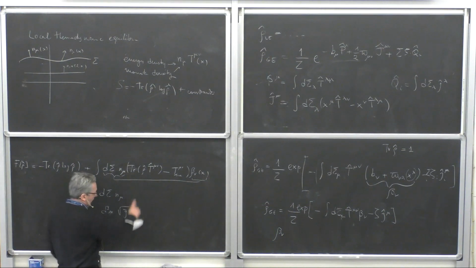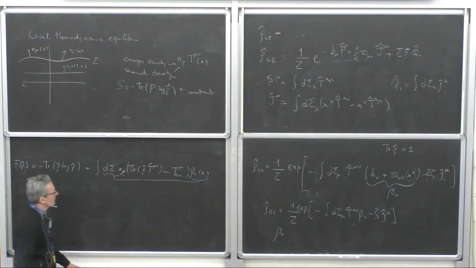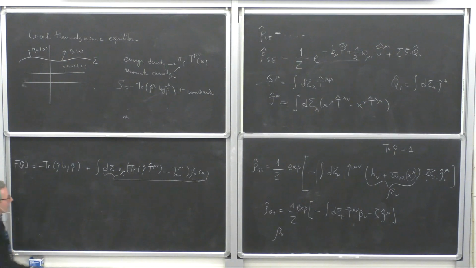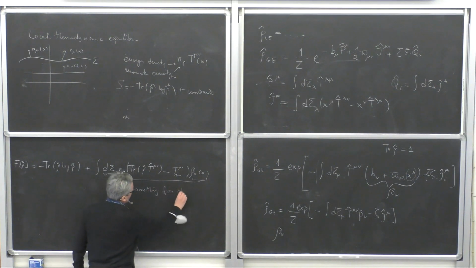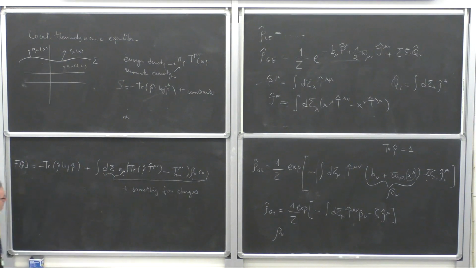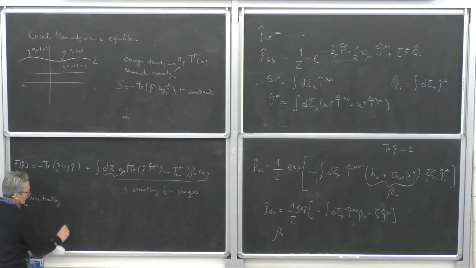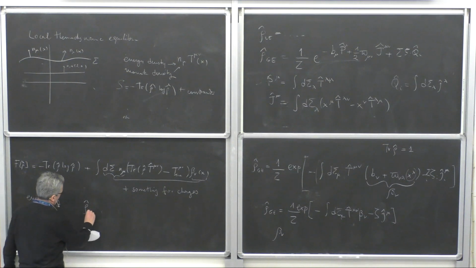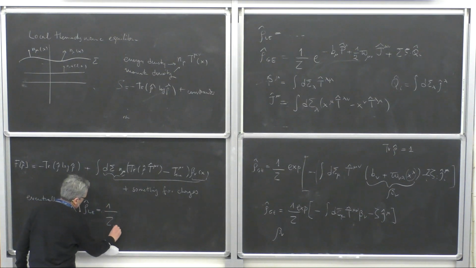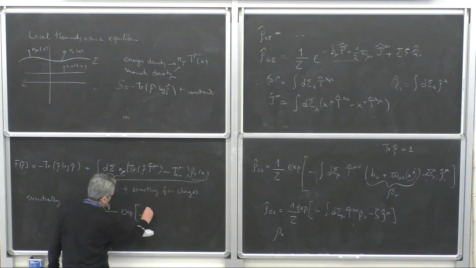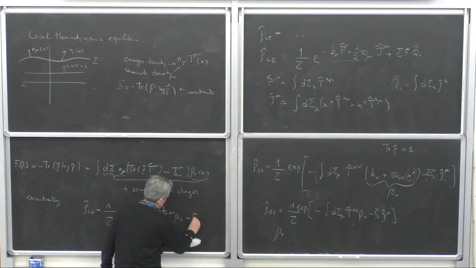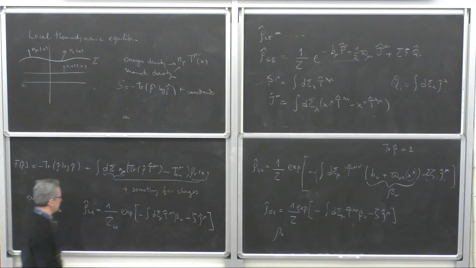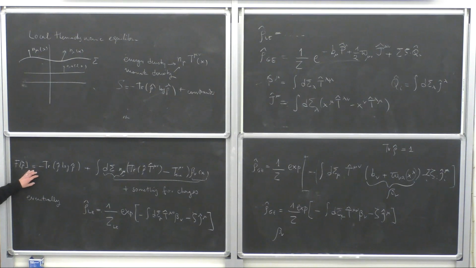Now, we have an infinite number of constraints. This problem can be solved. I should add plus something for charges. I should not forget that. And eventually what I get is that the solution of this problem exists, and then I can write down the local equilibrium density operator like this. So this is the result of this maximization problem.